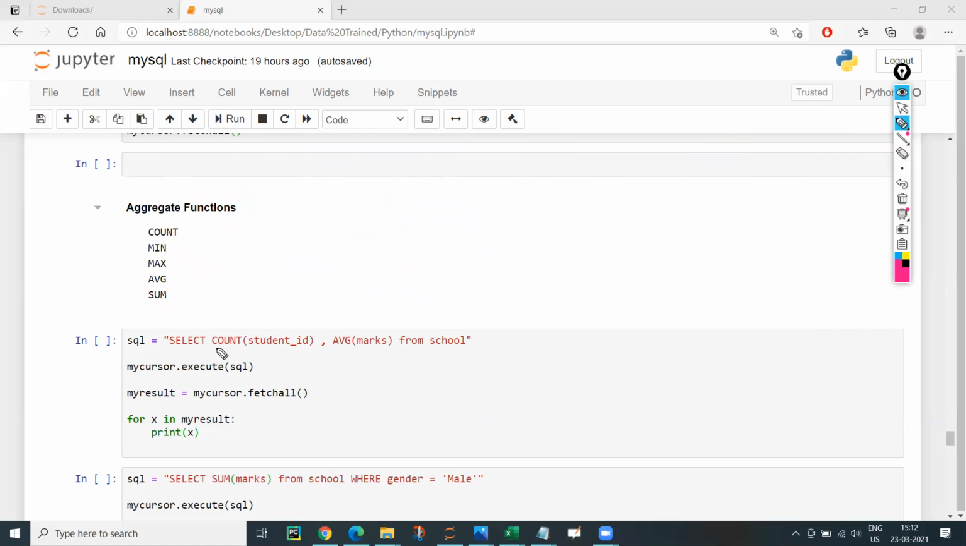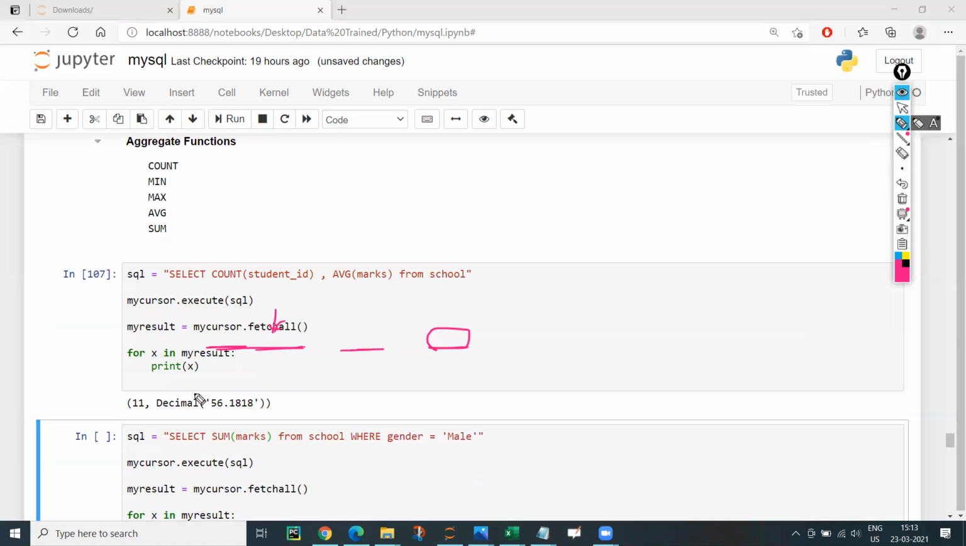Here, what I'm saying is select count of what? Select count of the student ID. How many students are there in this particular table called school? And count the students, and also find the average marks. Here I will get the count, and I can also use one more aggregate function in the same SQL. So I'm saying find the number of students and the average marks of this particular school. Let's execute this.